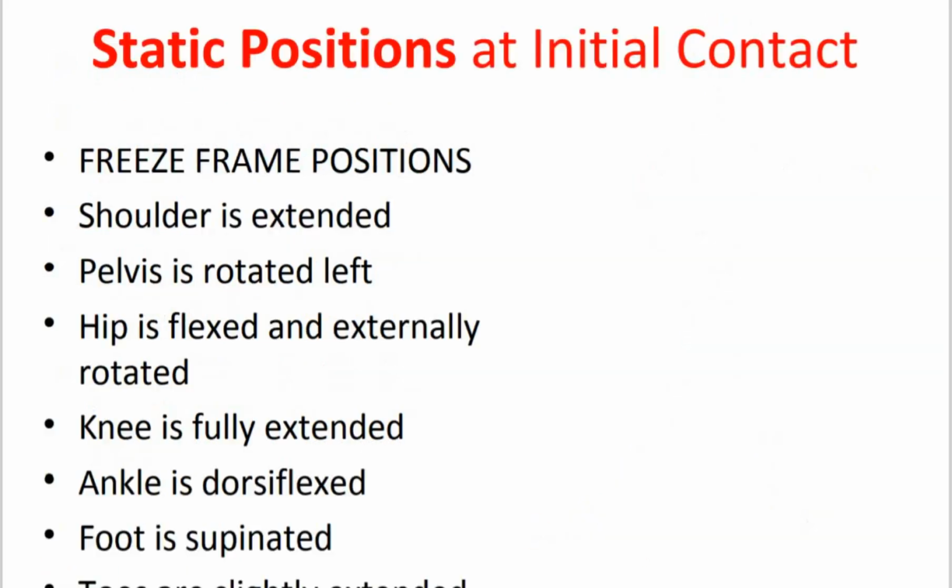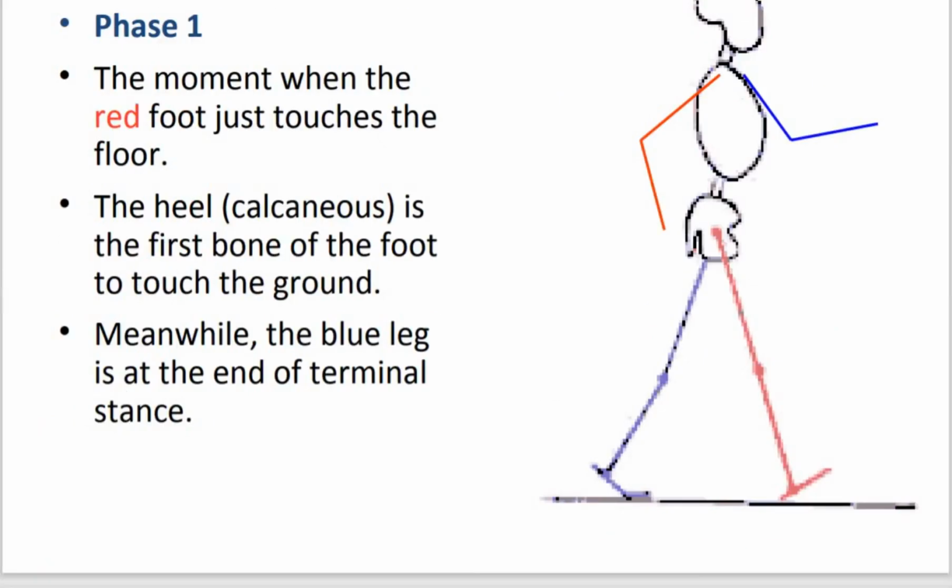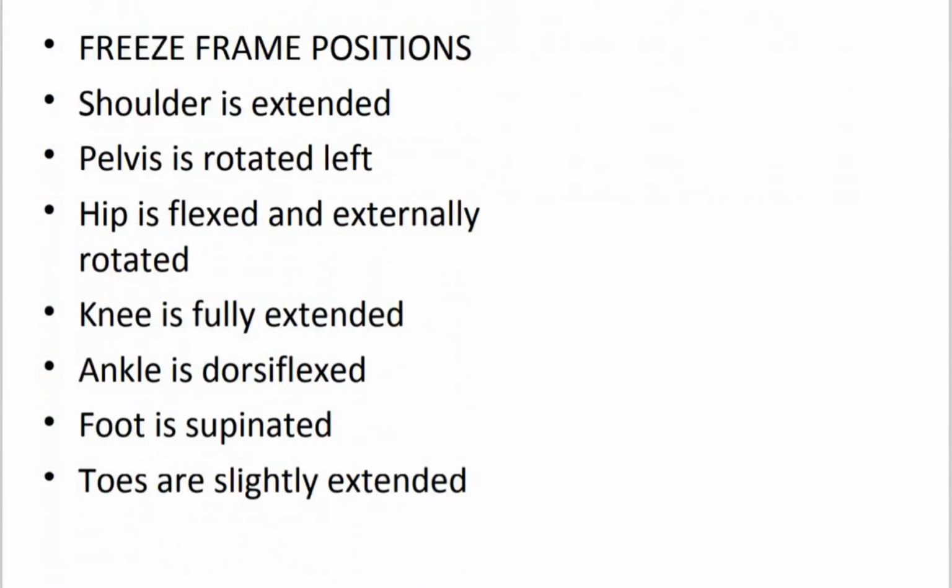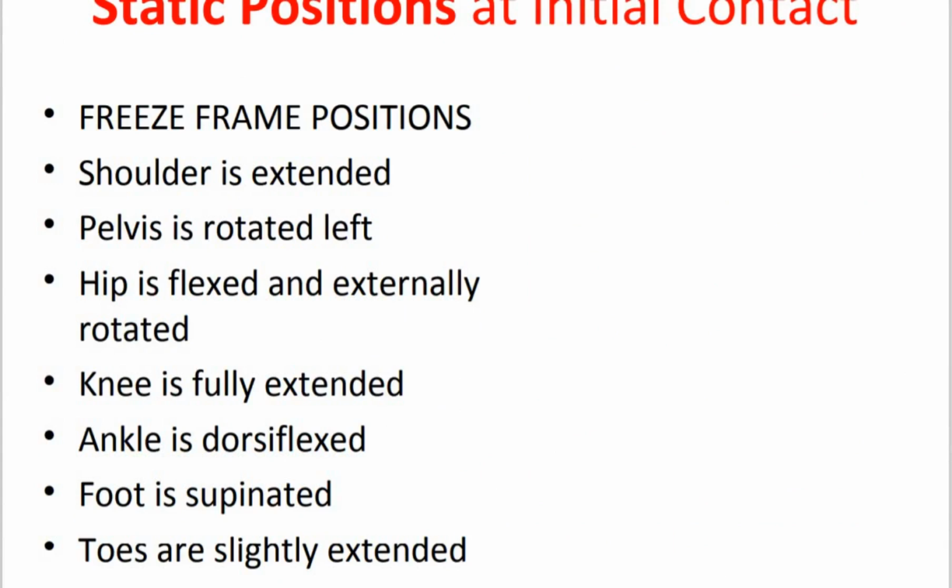So these are the static positions of the initial contact, freeze frame positions as you can also say. The shoulder is extended, the pelvis is rotated to the left, the hip is flexed and externally rotated. The knee is fully extended, the ankle is dorsiflexed and the foot is supinated. Toes are slightly extended.